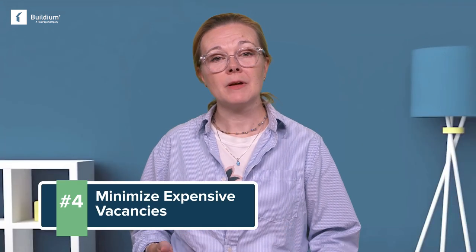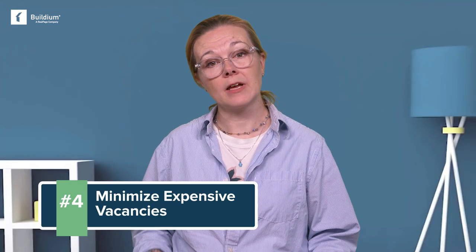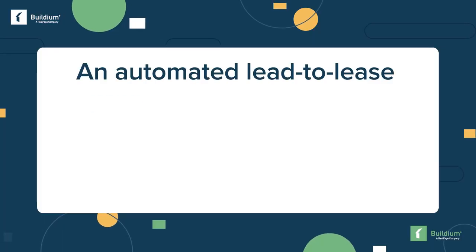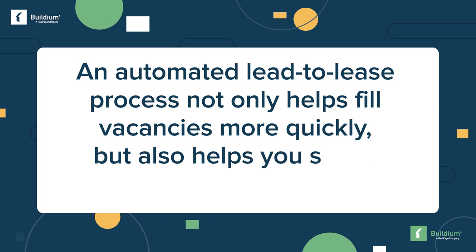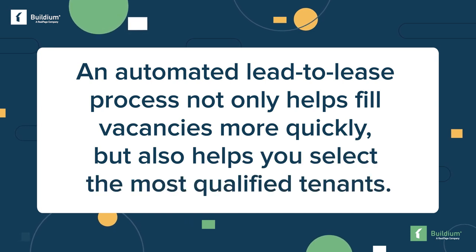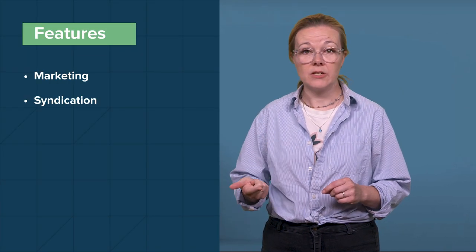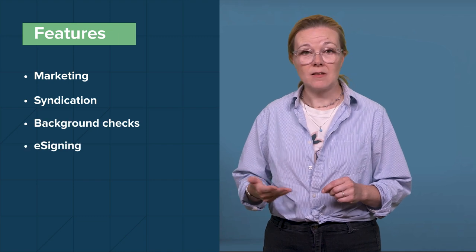Finally, property management software can help you lower your vacancy rate. An automated lead-to-lease process not only helps fill vacancies more quickly, but also helps you select the most qualified tenants. When evaluating an all-in-one solution, identify features that will help you in every step of the lead-to-lease process, including marketing, syndication, background checks, and e-signing.